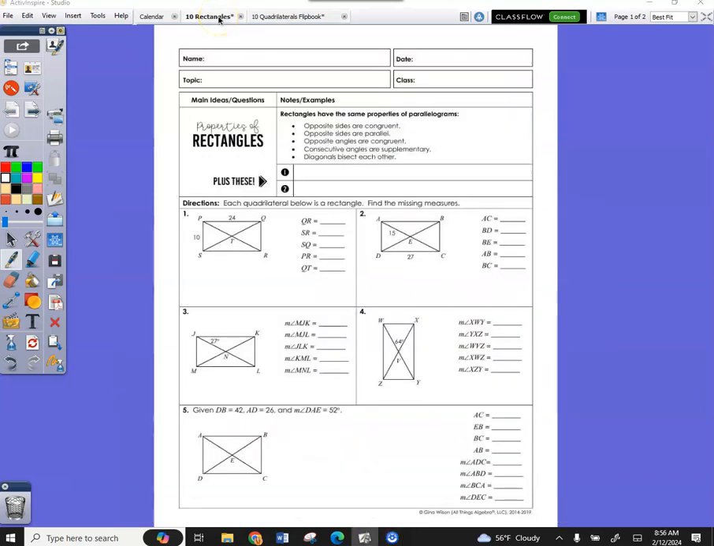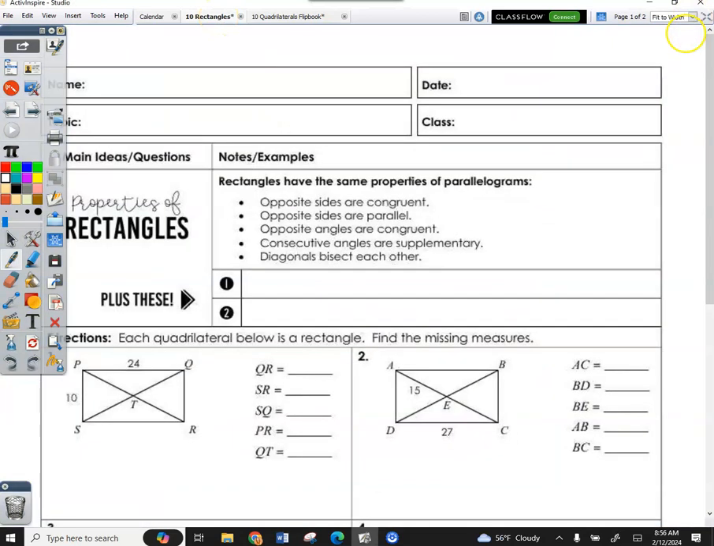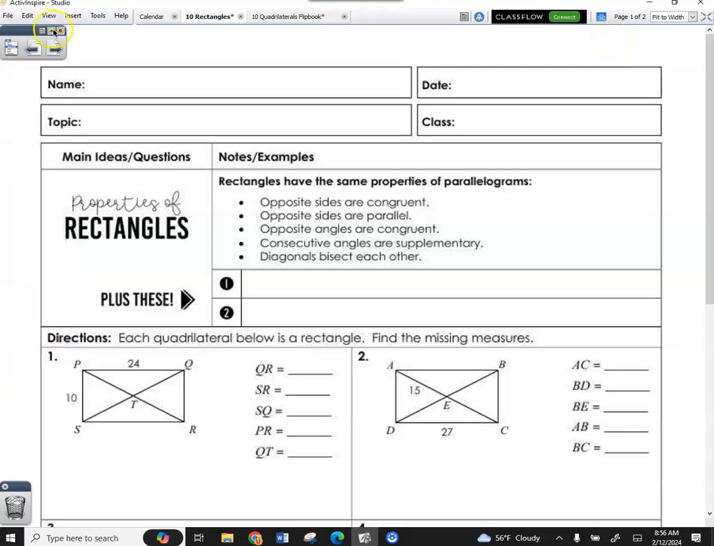You're going to keep your yellow flip book out to help you here. This is page 25. Properties of rectangles. There's no Delta Math on rectangles. We're going to do this worksheet instead. Kind of mix it up a little bit.